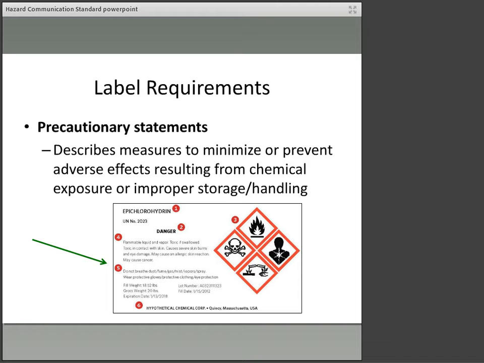Precautionary statements give more information. They describe how the user can minimize or prevent dangerous effects. There are 4 types of precautionary statements: prevention, such as do not breathe dust or fumes; response, get medical advice or attention if you feel unwell; storage, store in a cool, well-ventilated place; and finally, disposal, dispose of contents in accordance with local and state regulations.